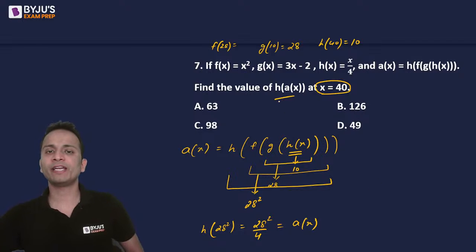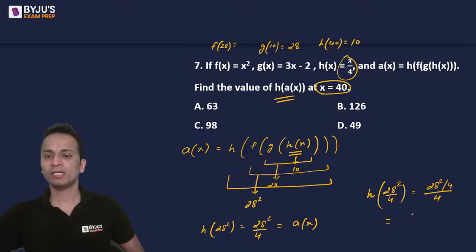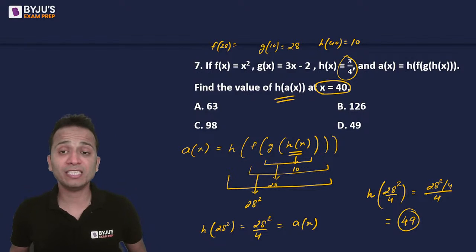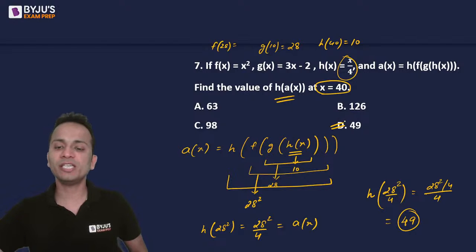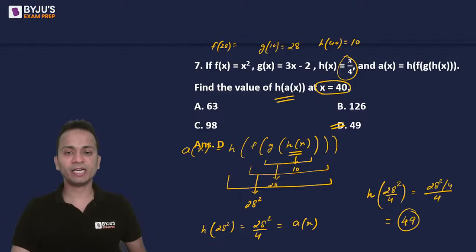Now finally we have to find out the value of h of ax. So h of ax का value कितना है? 28 square upon 4. So that will be equal to, h of x is x upon 4, so that is 28 square upon 4 whole divided by 4. And upon simplification, you will get the answer as 49. Some of the students have given the answer as 98. 98 is not the correct answer. The correct answer is option B, that is 49. All right. ठीक है? समझ में आया?